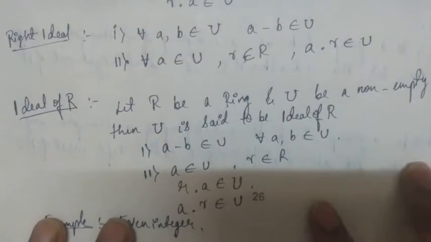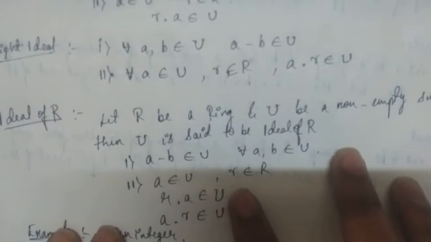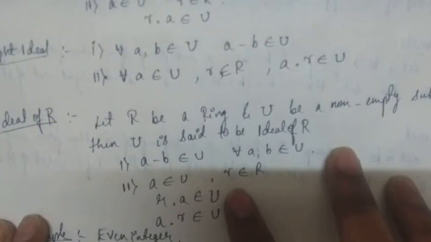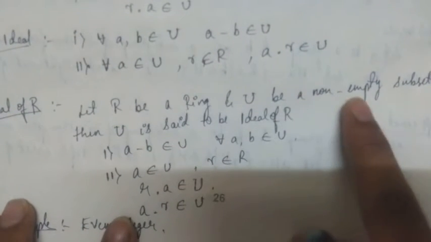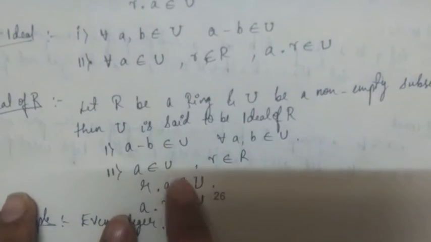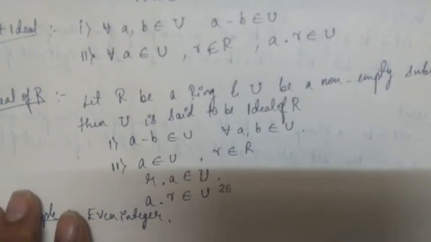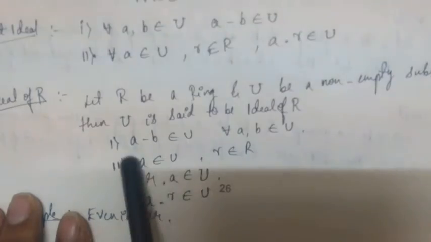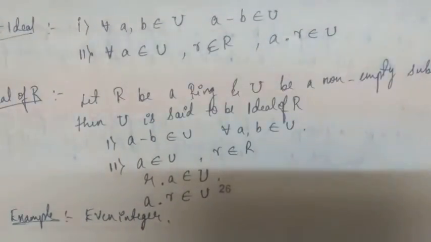So combining these two, left ideal and right ideal, we can see what exactly the ideal is. Let R be a ring and U be a non-empty subset of R, then U is said to be an ideal. First condition, this is very much important. We are solving some of the problems using this condition.